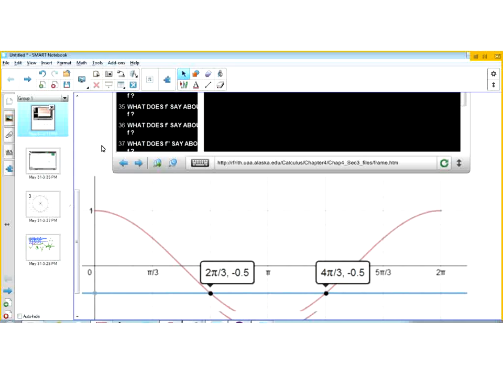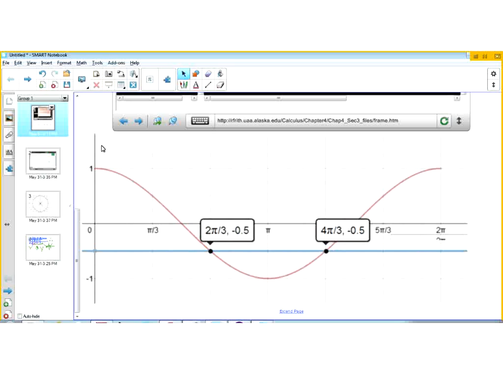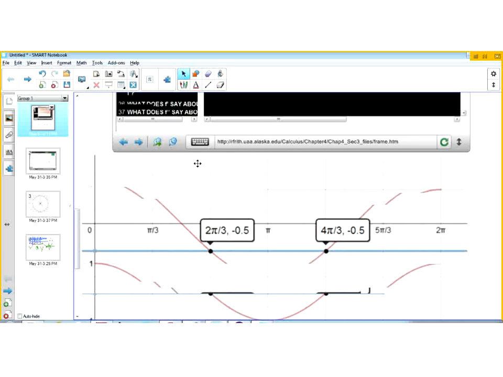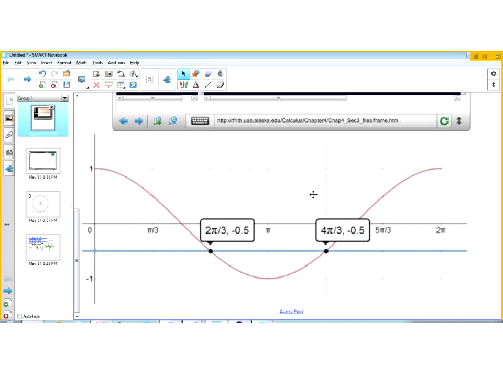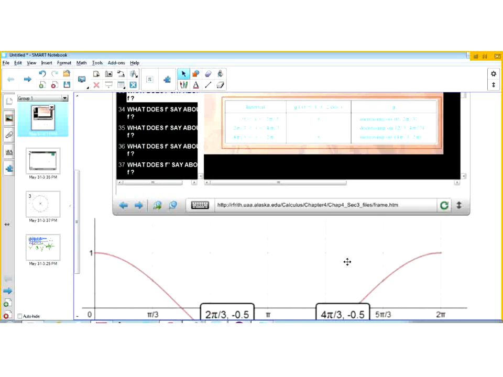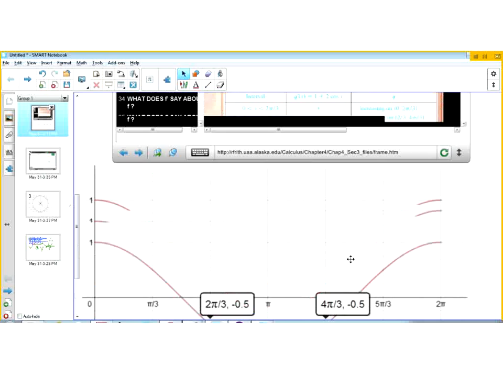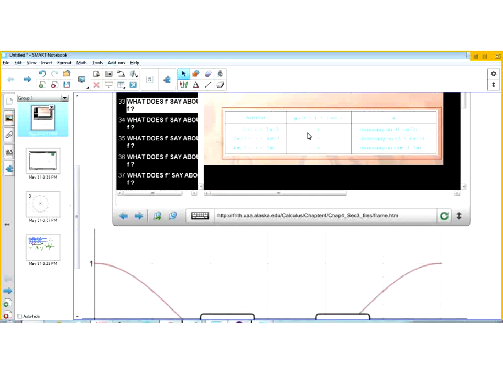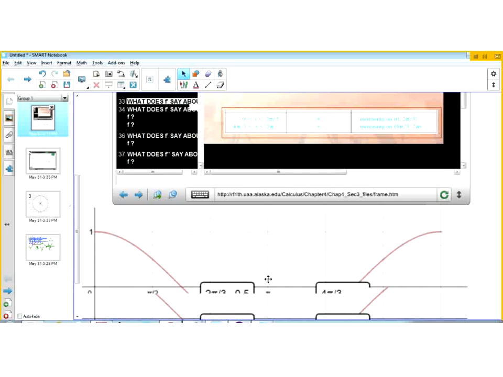For functions that aren't polynomials or rational functions, it's a little more challenging. But nevertheless, we can see that this is the graph of g prime of x right here. Oh, okay, this is cosine. So we need a graph for g prime of x. So let's do that. g prime of x is equal to 1 plus 2 cosine of x.